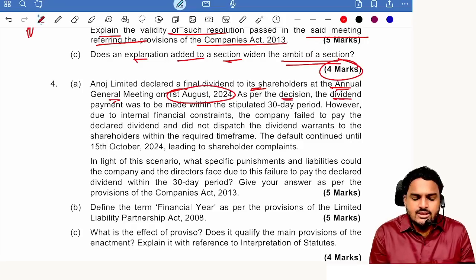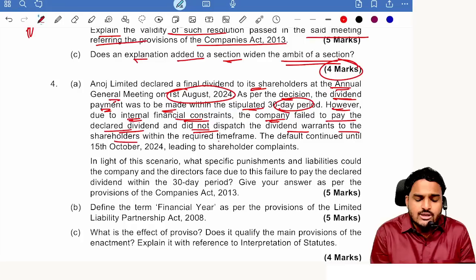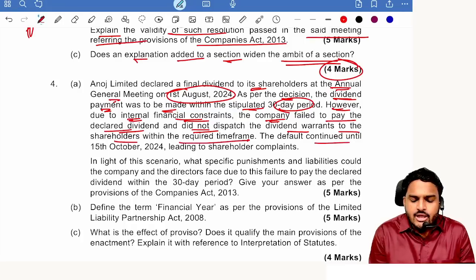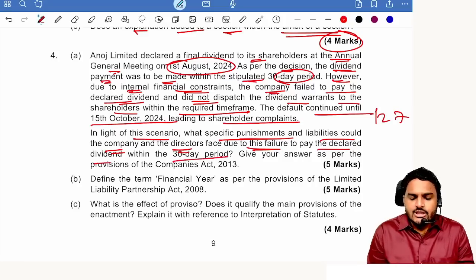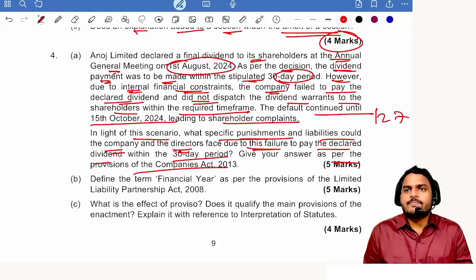Next, Anuj Limited declared a final dividend to its shareholders at AGM on 1st August 2024. As per decision, the dividend payment was to be made within a stipulated 30-day period. However, due to internal financial constraints, the company failed to pay declared dividend and did not dispatch dividend warrants to the shareholders within required time frame. Default continued until 15th October, leading to shareholder complaints. In the light of this scenario, what specific punishments and liabilities could company and directors face due to failure to pay declared dividend within 30 days period? Give your answer as per provisions of Companies Act.